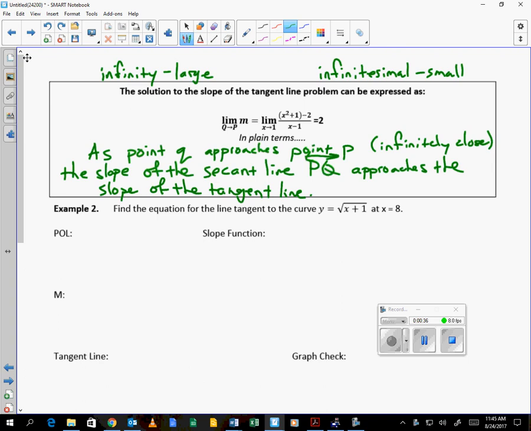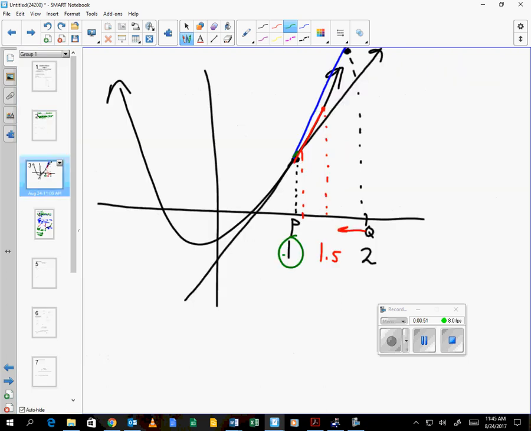You want to understand that phrase well enough so that if you were asked to reproduce it on the test, maybe not verbatim, but you could say something about the slope of the secant line approaching the slope of the tangent line as Q moves closer to P. You should be able to think of the type of drawing that we're doing here. This should be conceptually in your mind.